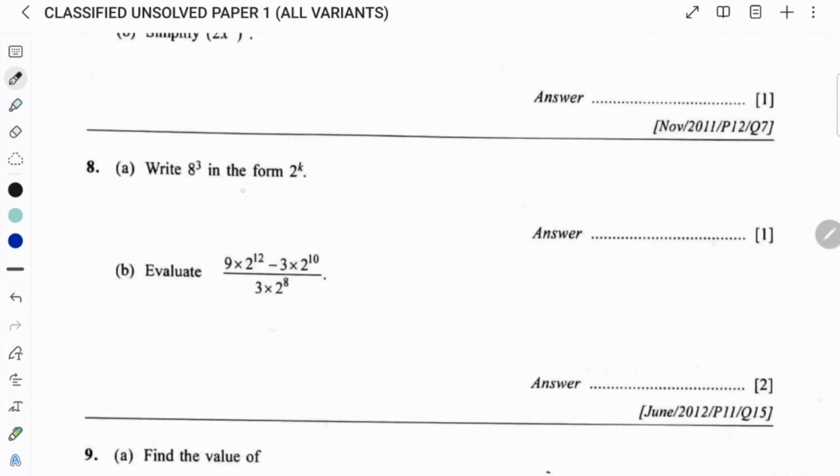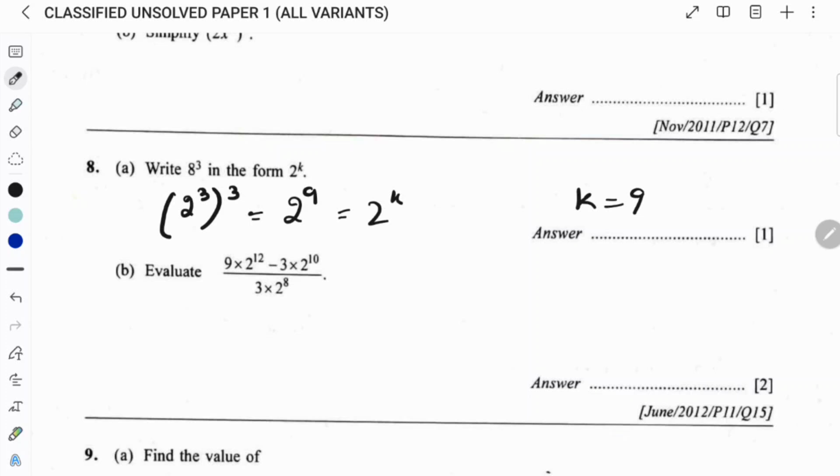Now here, just check in question 8. 8 cubed in the form 2 to the power k. We know that 8 is 2 cubed, so it is 2 to the power 9, in the form of 2 to the power k. And what will be k? 2 to the power k means k is the power. So k will be equal to 9.